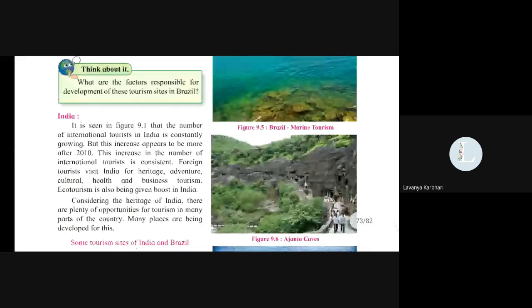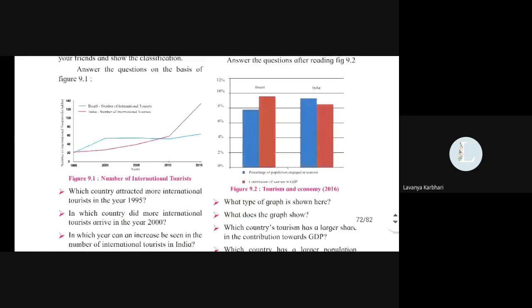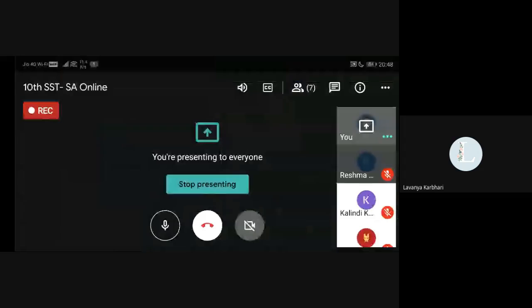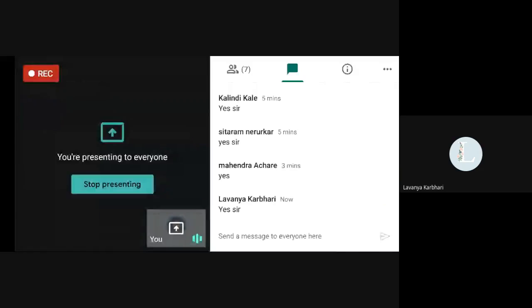So friends, I hope you have understood these two graphs, and what these graphs are all about. Not so difficult graphs.